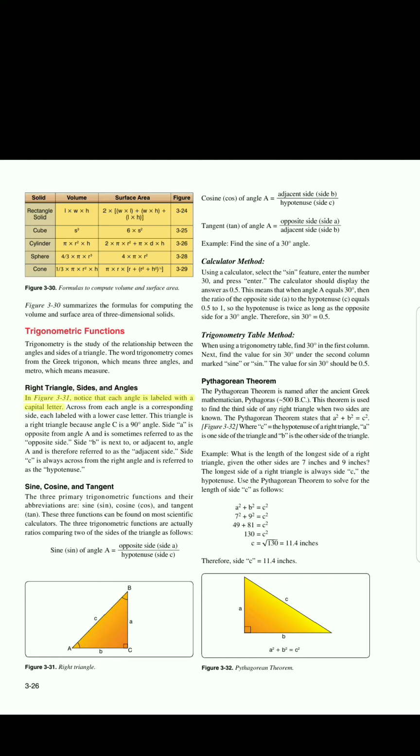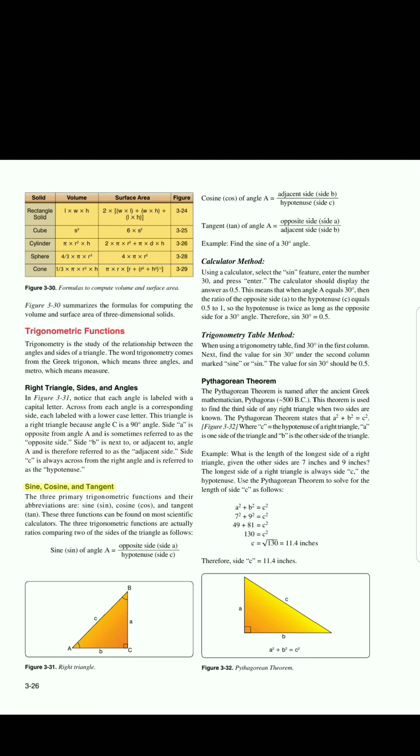In Figure 3-31, notice that each angle is labeled with a capital letter. Across from each angle is a corresponding side, each labeled with a lowercase letter. This triangle is a right triangle because angle C is a 90 degree angle. Side A is opposite from angle A and is sometimes referred to as the opposite side. Side B is next to, or adjacent to, angle A and is therefore referred to as the adjacent side. Side C is always across from the right angle, and is referred to as the hypotenuse.